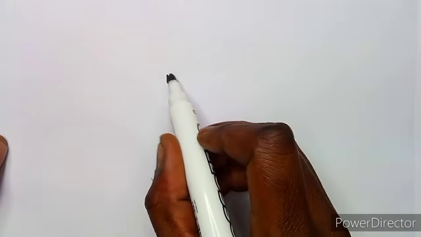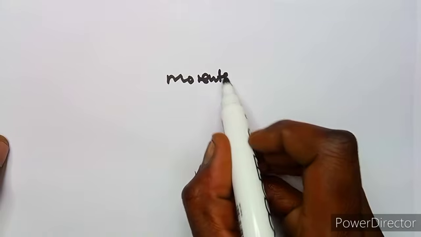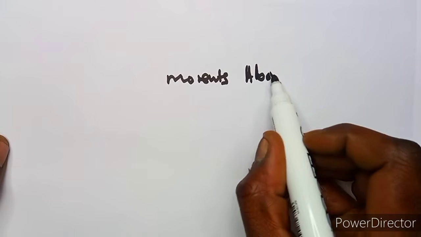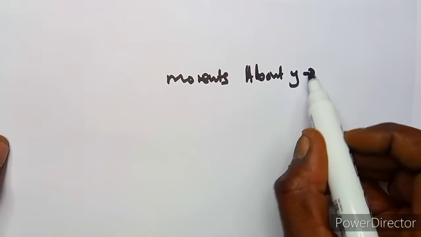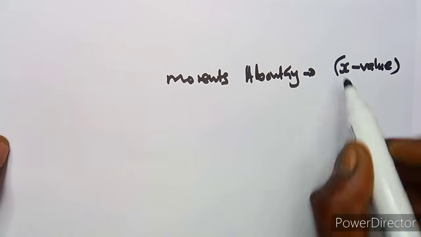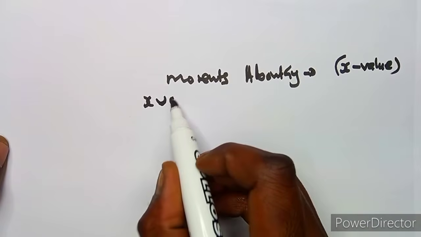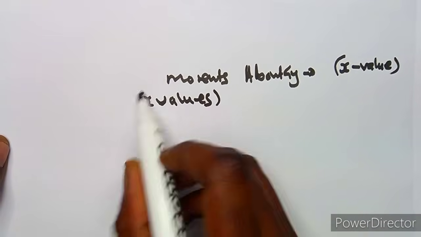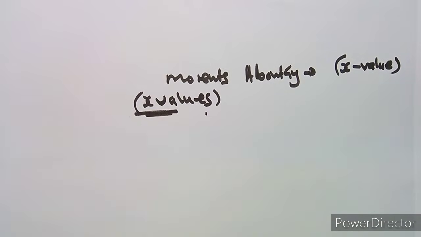So you do the same, just like what we have done, but it's now about the x, now about the y. So we are going to take moments about the y-axis, which means we are going to calculate the x value. So this time you work with the x values. So these are the ones that you are working with now. So the formula is still the same.